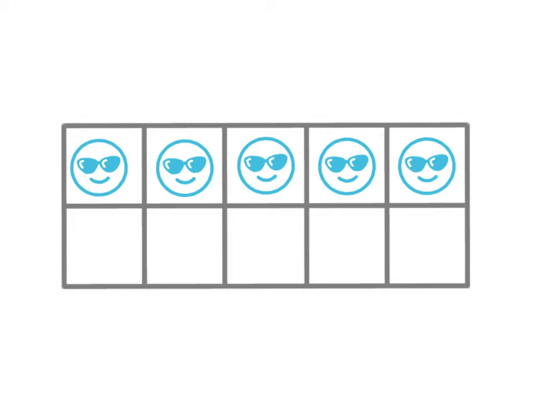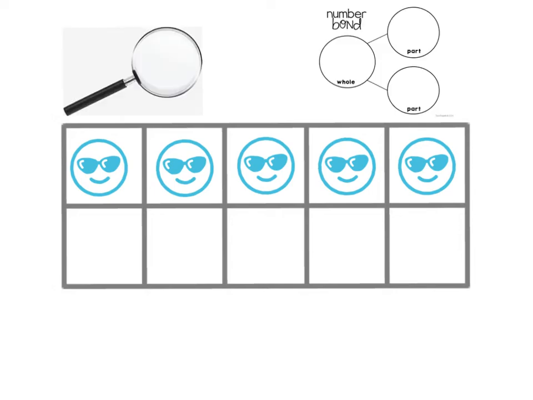Now, we're going to need to be some number detectives. So I want you to get out your magnifying glasses and help me search for hidden numbers within that 5 to fill this number bond. Okay, boys and girls, now use those magnifying glasses to see. Do you see any smaller numbers hidden within those 5 smiley faces? I see a group of 2 hidden right here. Let's go ahead and fill our number bond with what we know so far.